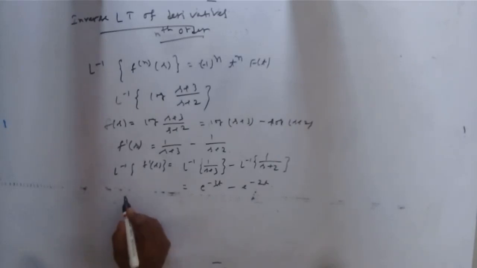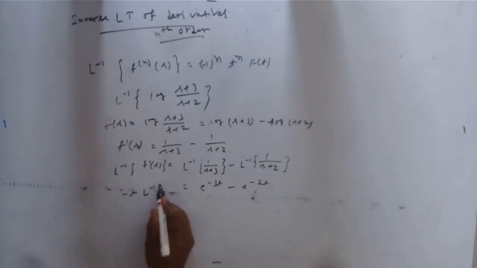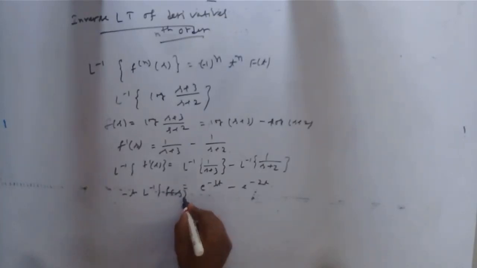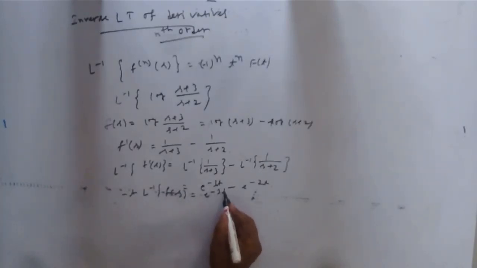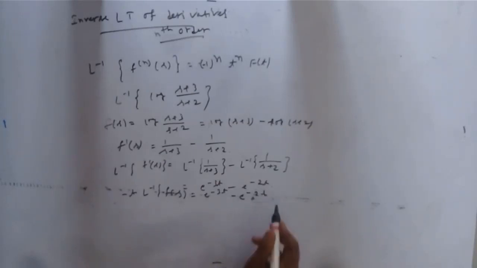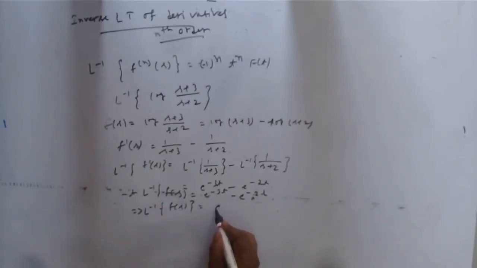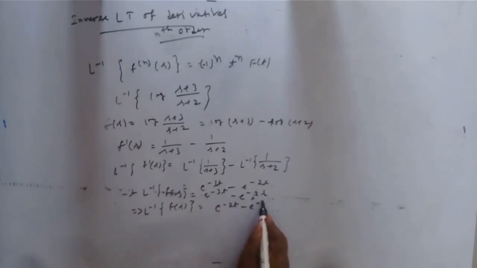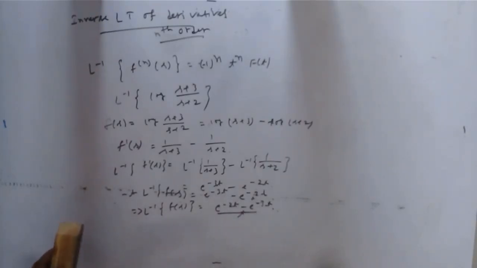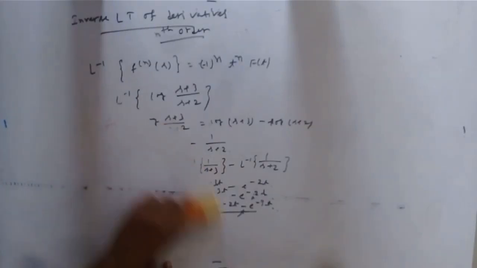Now minus t L inverse of F(s) equals e to the power minus 3t minus e to the power minus 2t. So L inverse of F(s) equals (e to the power minus 2t minus e to the power minus 3t) by t. Hence our result. Now I will go to the next property, inverse Laplace transform of a function multiplied by s to the power n.